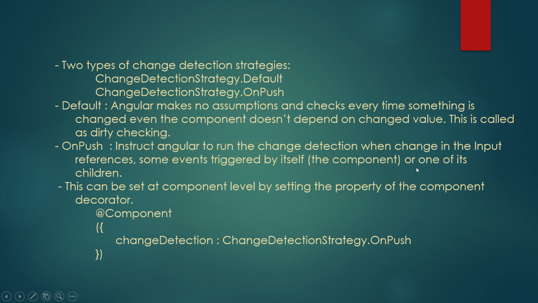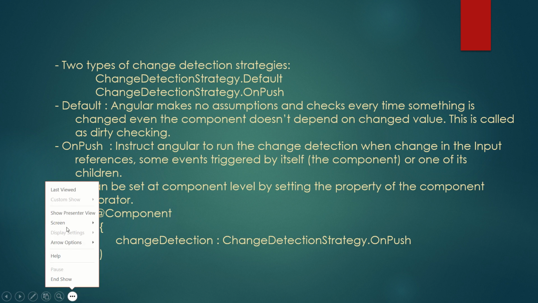Generally, this change detection strategy can be set at component level. The component decorator has a changeDetection property where we can set it as Default or OnPush. Let us try to understand this with a simple example program.